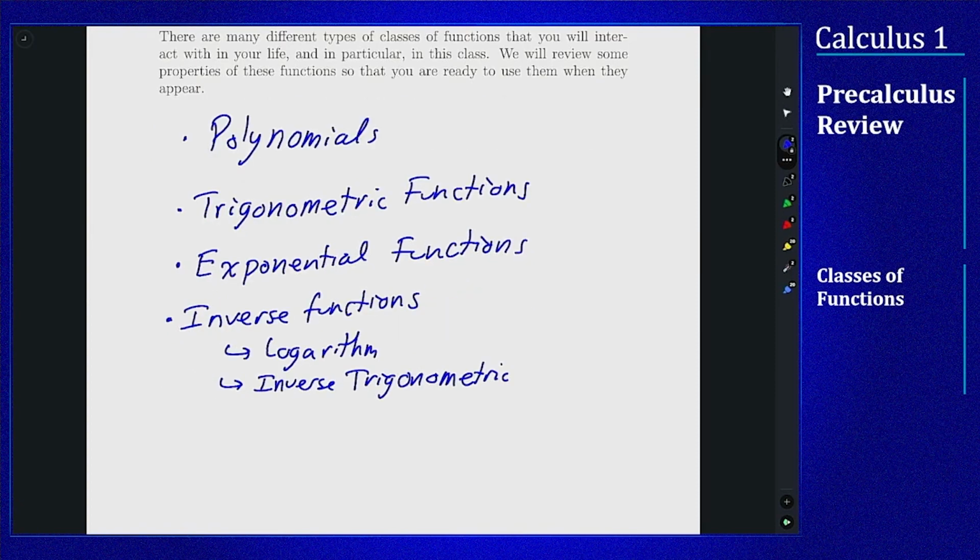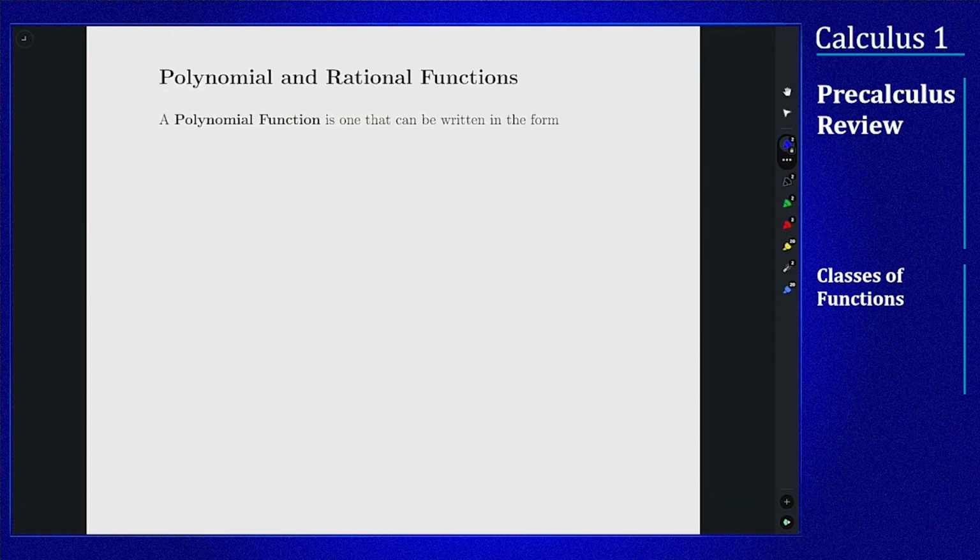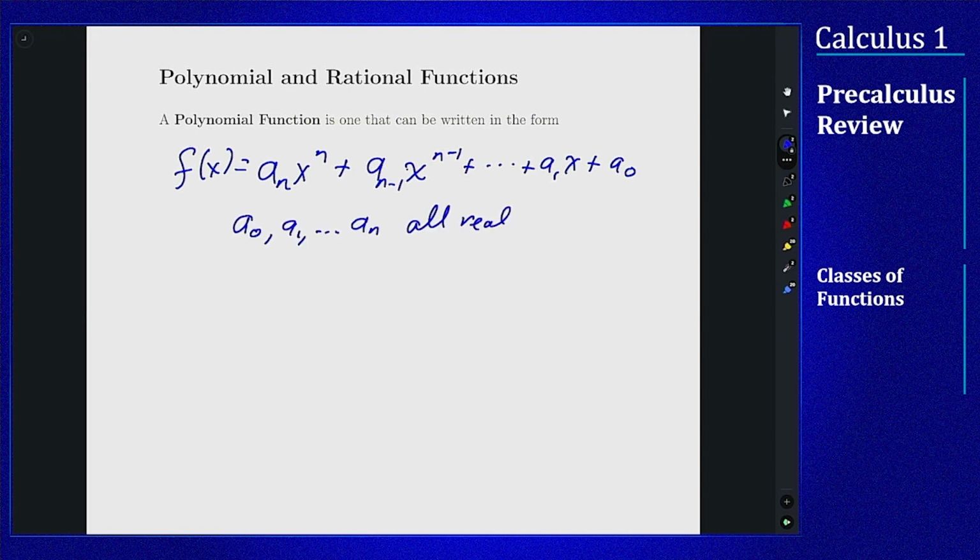Let's go ahead and jump into the first of those, polynomials. So a polynomial function is one that can be written in the form f of x is a sub n x to the n, plus a sub n minus 1 x to the n minus 1, all the way down to a1 x plus a0, where these a's are all constants, but that are all real numbers, and x is our variable here. Note the letter here doesn't actually matter in this classification.